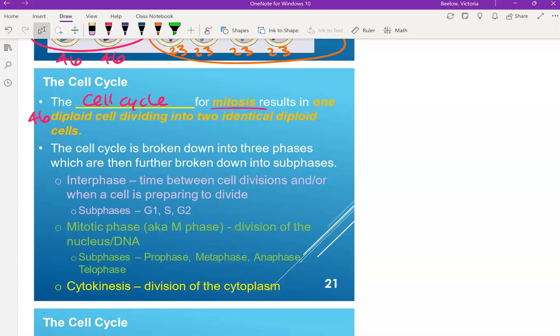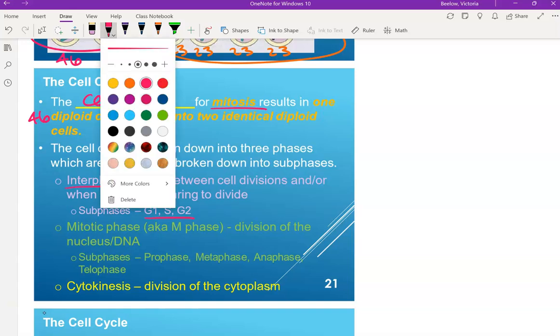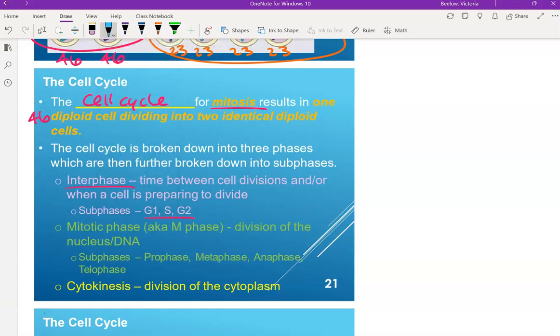Now, the cell cycle in general, we can break down into 3 phases, and then we can further break those down into sub-phases. The first big one, where the cell spends a lot of its time, is interphase. This is going to be broken down into 3 sub-phases. That's basically when the cell is preparing to divide and it's carrying out all of its normal cell activities. You can't really tell that the cell is actively dividing because it just looks like a normal cell. But it could be doing other things.